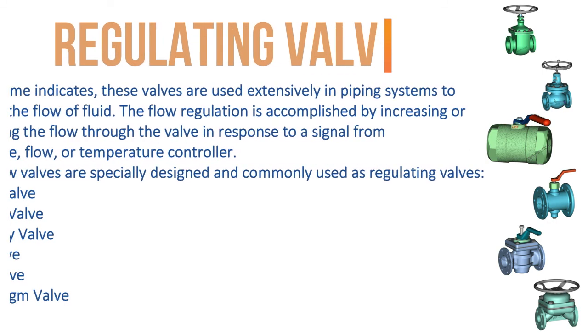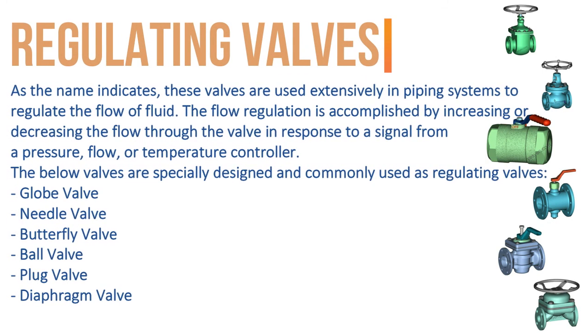Regulating valves. As the name indicates, these valves are used extensively in piping systems to regulate the flow of fluid. The flow regulation is accomplished by increasing or decreasing the flow through the valve in response to a signal from a pressure, flow, or temperature controller. Valves commonly used as regulating valves are globe valves, needle valves, butterfly valves, ball valves, plug valves, diaphragm valves.